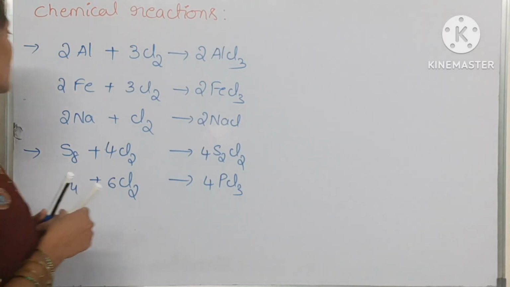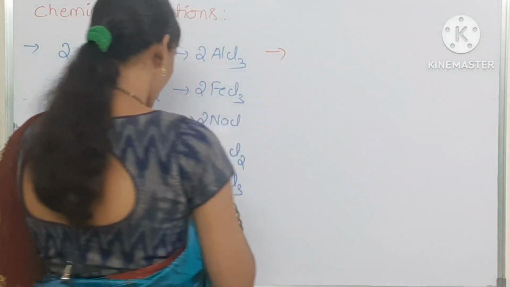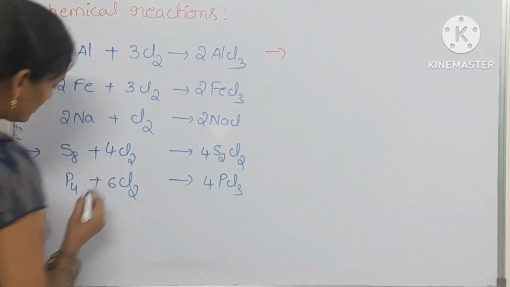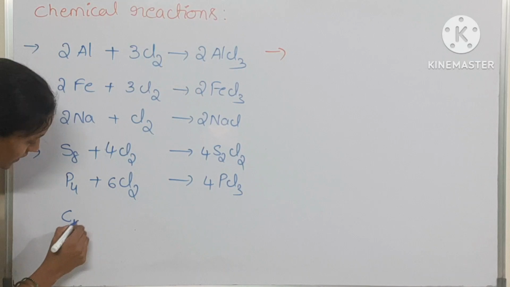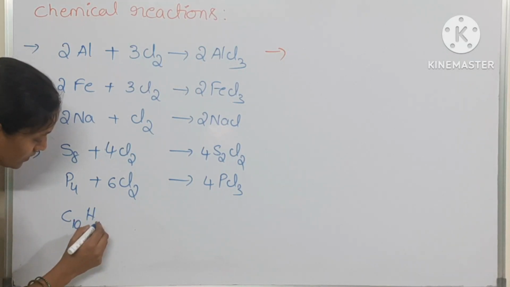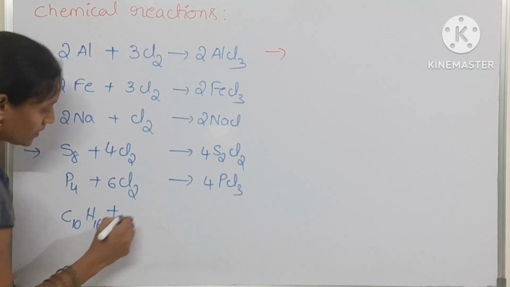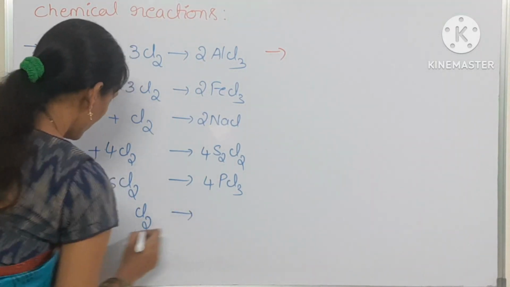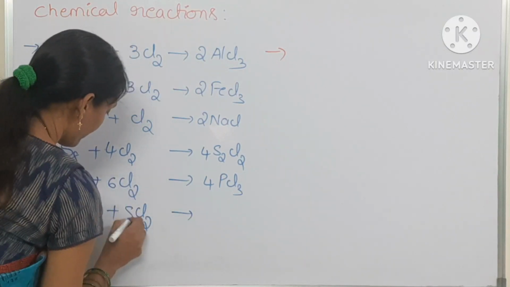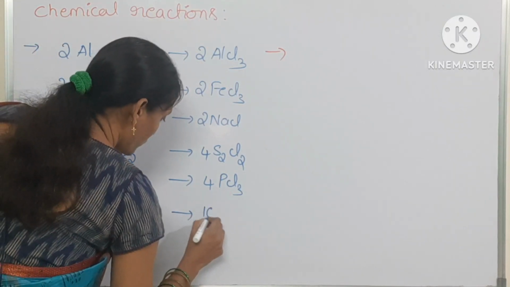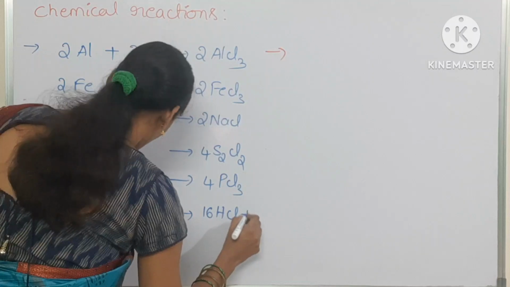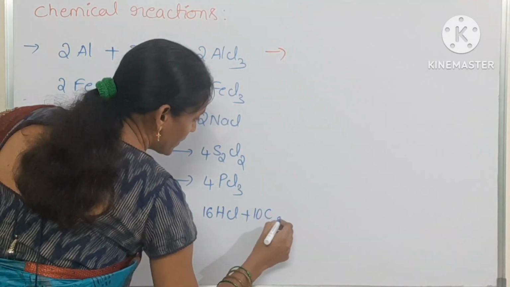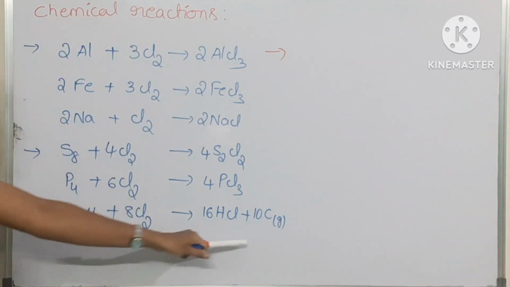If you see the next reaction, here one more thing: C10H16, decane, reacting with chlorine, then it will form 16 moles of hydrochloric acid and 10 moles of carbon. In this, carbon is in the form of graphite.